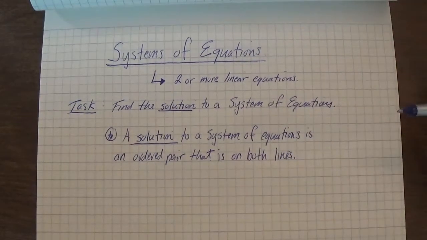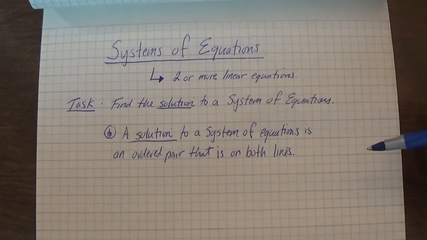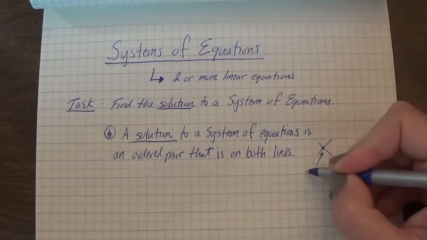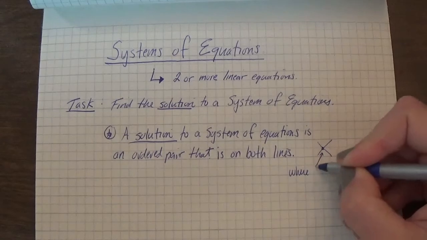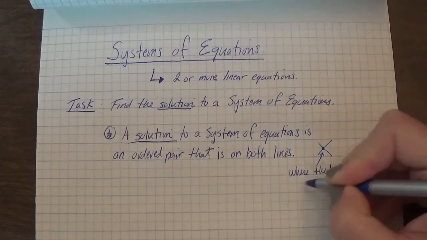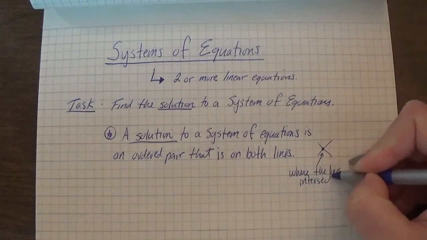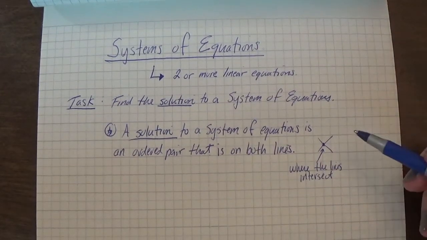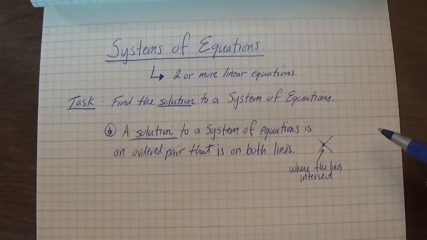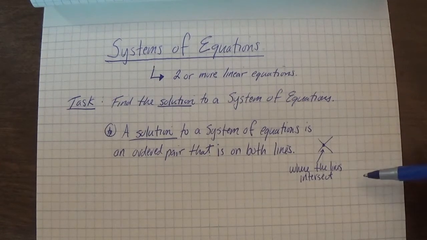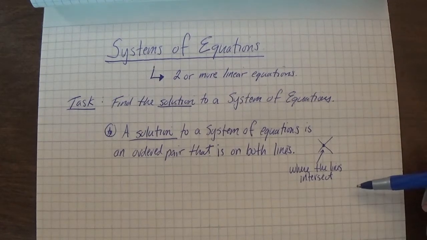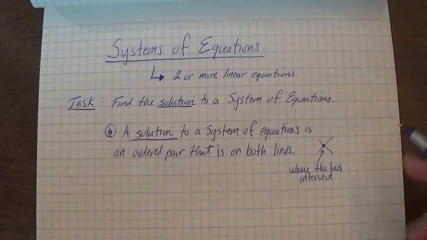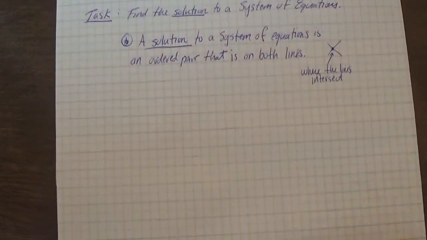Now, how can you be a point on two different lines? Well, it's going to be a point right where they intersect. So where the lines intersect, that's going to be your solution. So what you're going to have to do is graph both linear equations on the same x and y axes, see where they cross, and that will be the point that works on both lines. So let's give this a try.